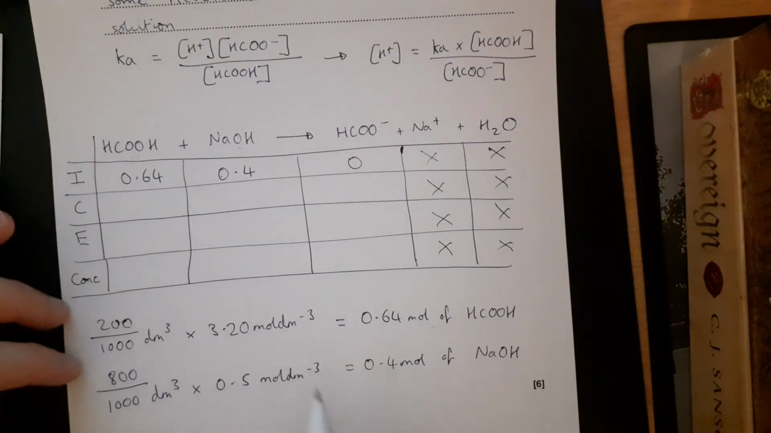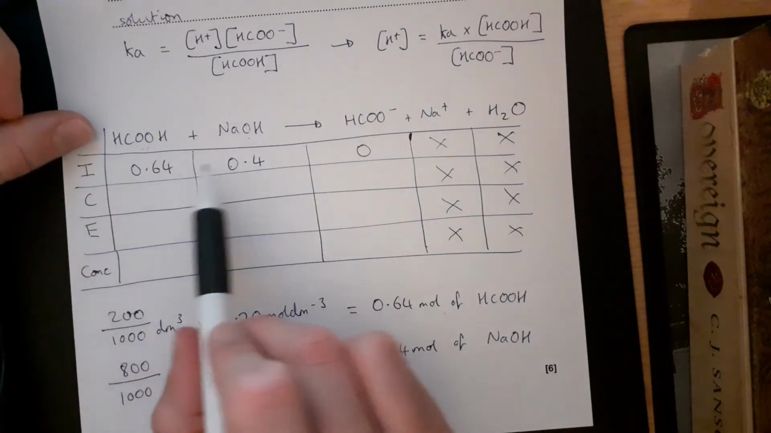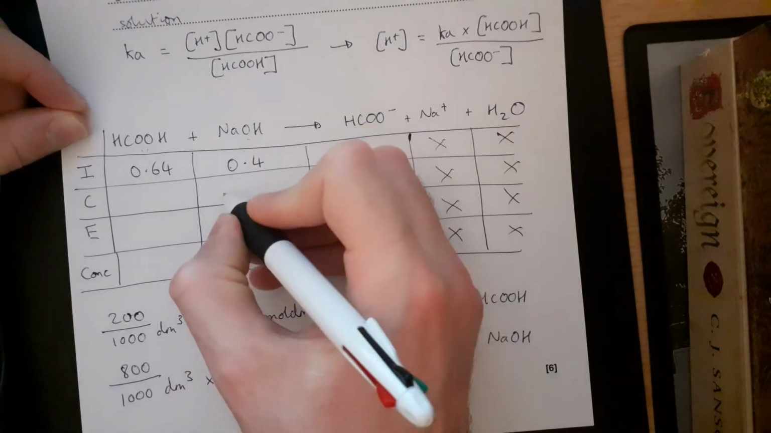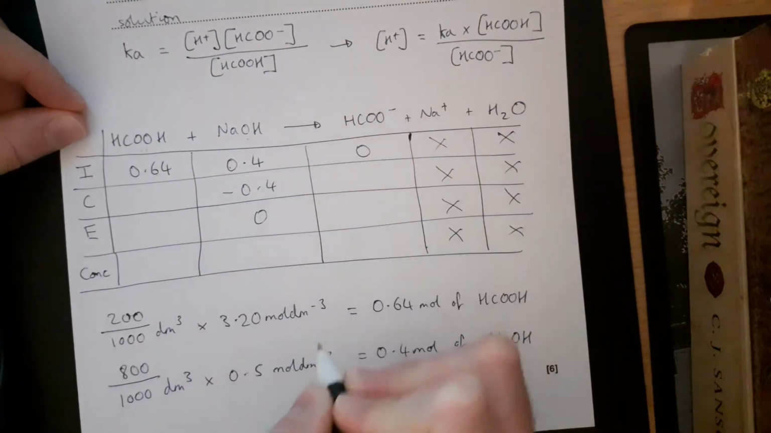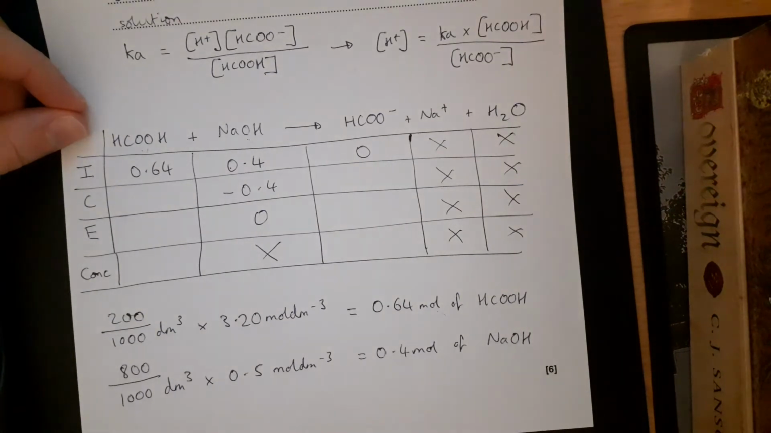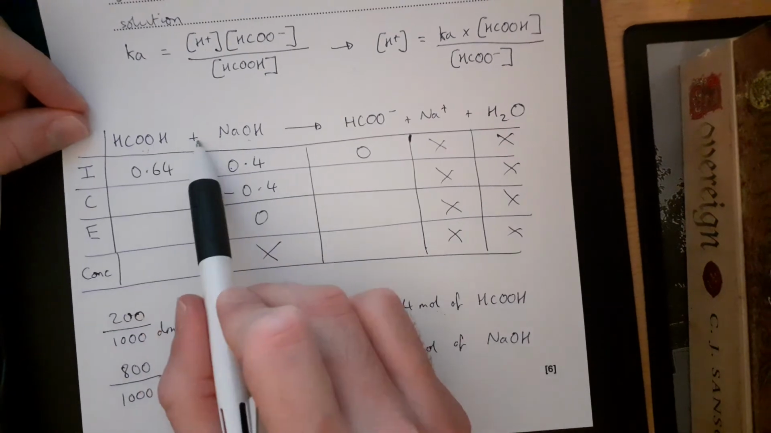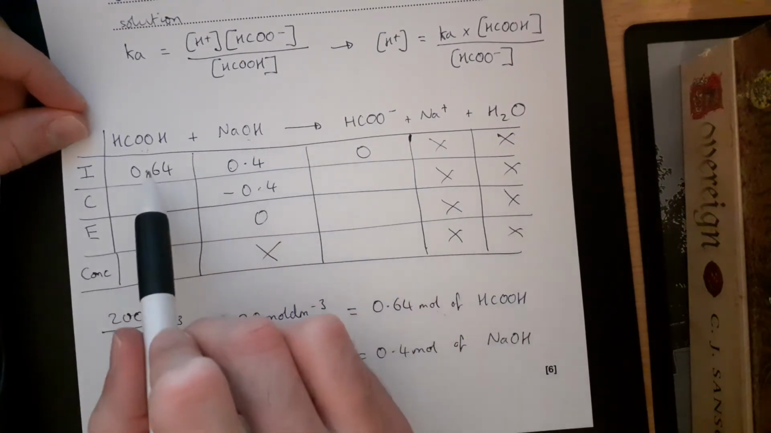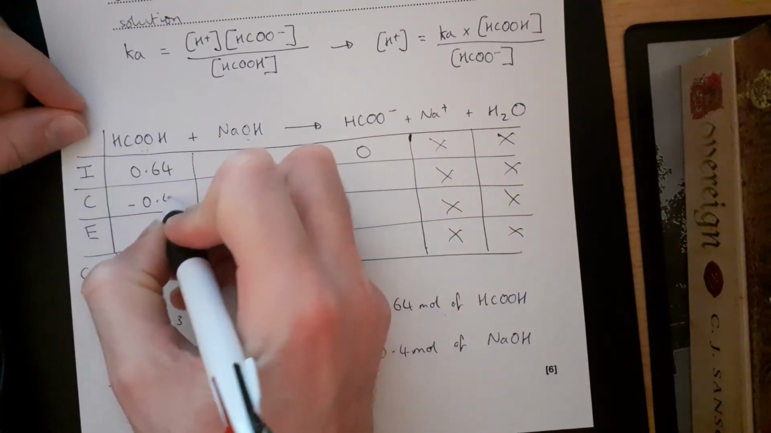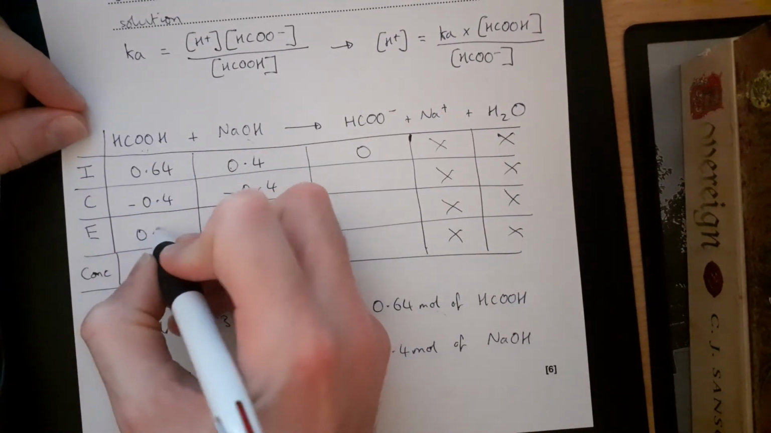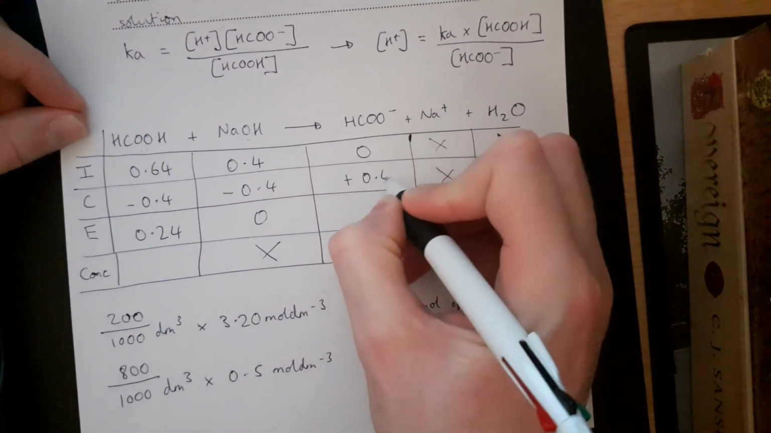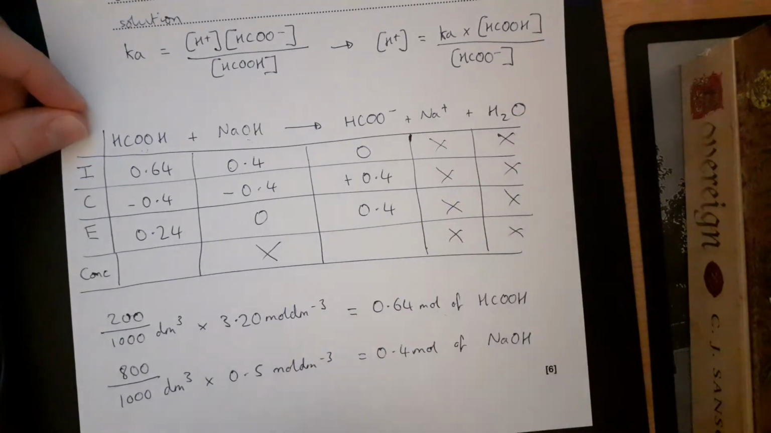Okay. So then how are these going to change? Well, because we've got an excess of the methanoic acid, it means that all of the sodium hydroxide is going to react. So we're going to use up all of that, and we're going to end up with none. So the sodium hydroxide is going to completely go. These react in a 1-to-1 ratio, as you can see. So if we use up 0.4 moles of sodium hydroxide, we're also going to use up 0.4 moles of methanoic acid. So we're going to be left with 0.24. And equally, we're then going to form 0.4 moles of methanoic ions.